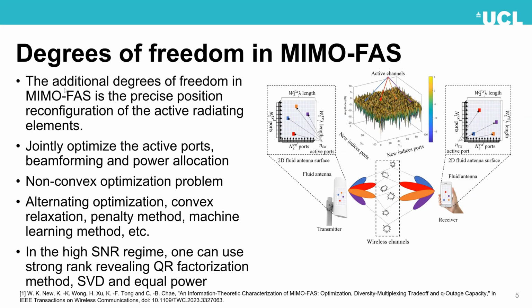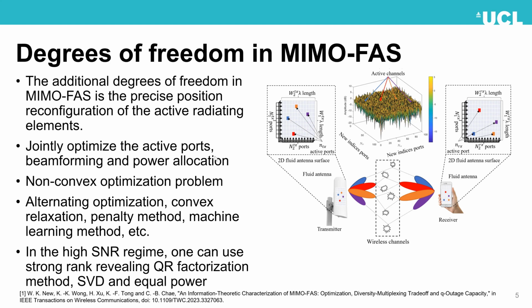Okay, so what is the additional degrees of freedom in MIMO-FAS? The additional degrees of freedom in MIMO-FAS is the very precise position reconfiguration of the active radiating elements, where the precision can be much smaller or finer as compared to half a wavelength. And with this additional degree of freedom, MIMO-FAS can jointly optimize the active ports, beamforming, and also power allocation.